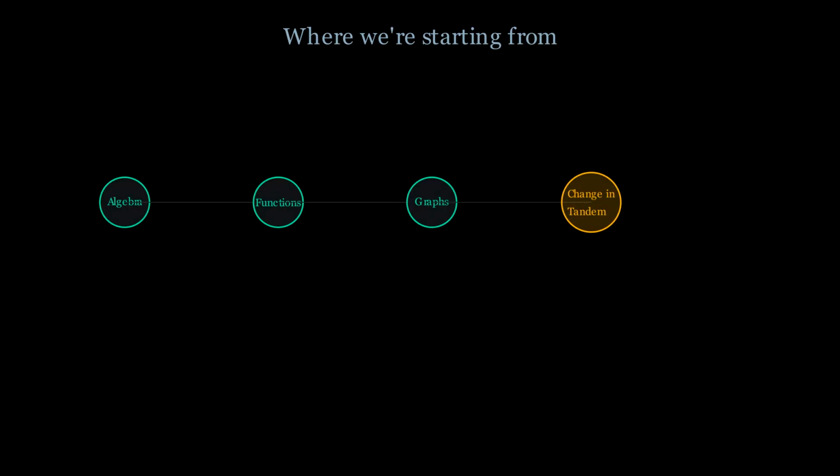Where we're starting from. You already know algebra, functions, and graphs from earlier courses. Topic 1.1 places you at change in tandem. You are here. After that, rates of change comes next.